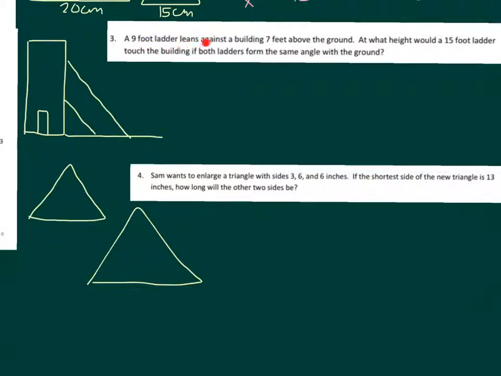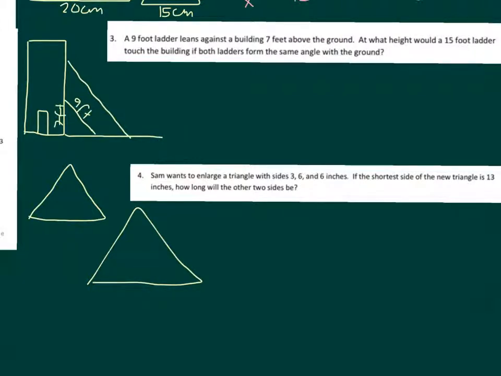A 9-foot ladder leans against a building 7 feet above the ground. All right, this one's tricky to visualize. A 9-foot ladder is leaning against a building. So this little ladder right here is leaning there, and it happens to be 9 feet long. Now they also said that it is 7 feet above the ground. What they're saying is that this point right here is 7 feet from the ground. So let's label that. This part right here is 7 feet from the ground.